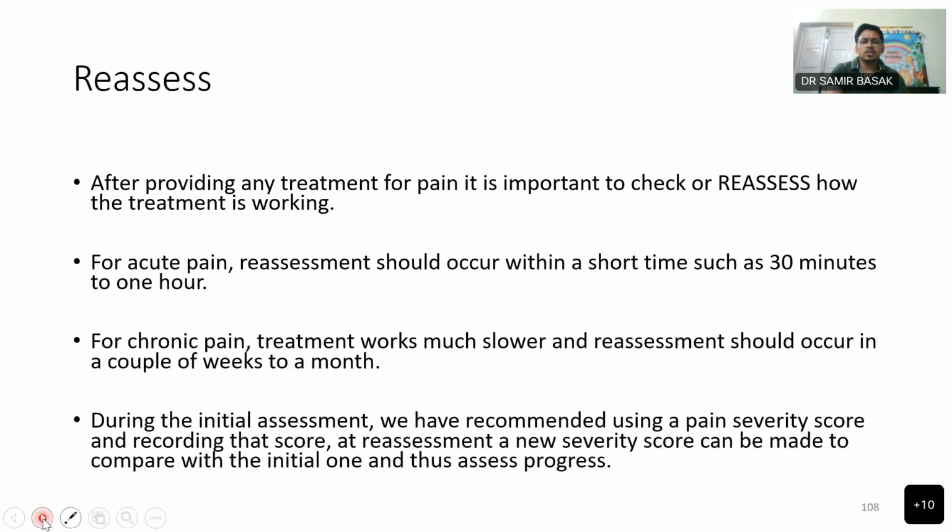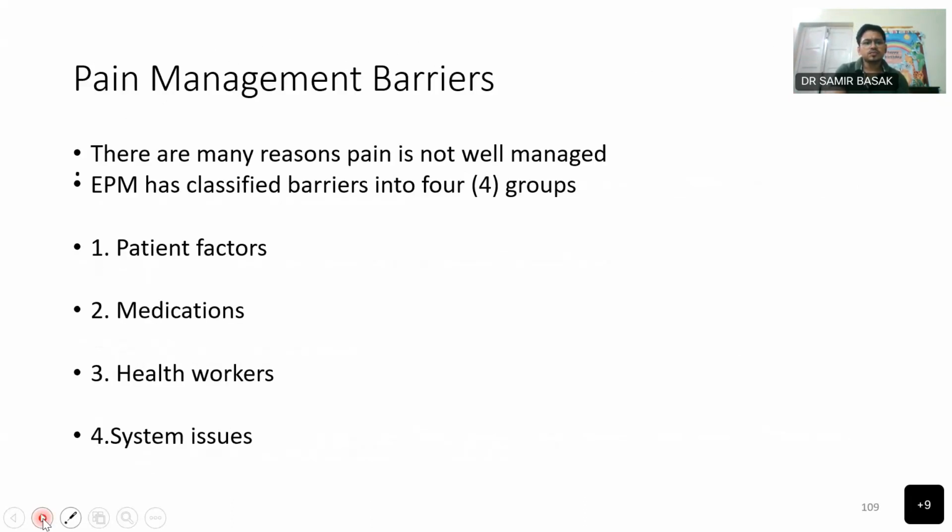In case of acute pain, reassess within 30 minutes to 1 hour. In case of chronic pain, after a couple of weeks to a month, after 2 or 3 weeks. So after the initial assessment, when we record the pain severity score, VAS scale, and neuropathic pain scale, then we assess, and we adjust the medicine dose and titrate accordingly.